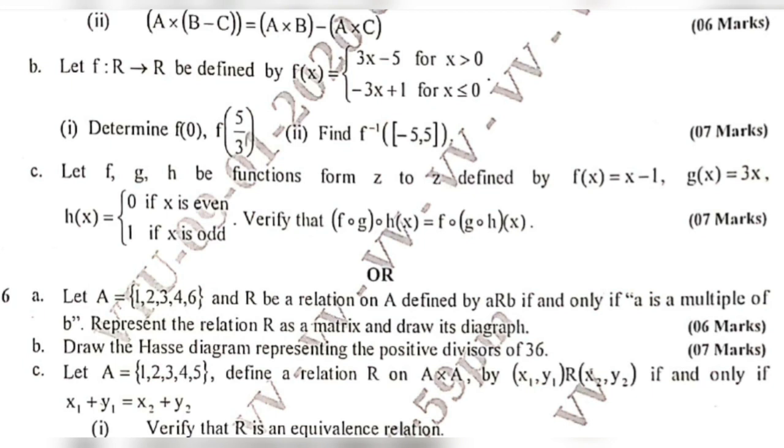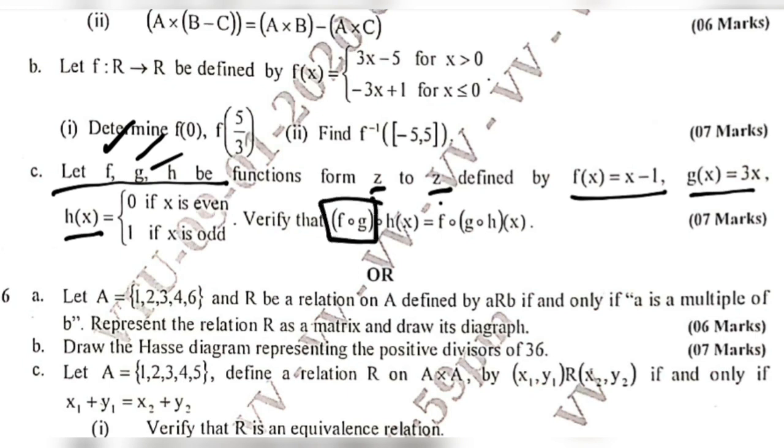The next question is from the composition of functions. So we are given three functions f, g and h, which are from Z to Z, defined by f of x, g of x and h of x. Okay, so we need to verify that f of g of h is equal to f of g of h of x. Okay, so we will consider both cases now.